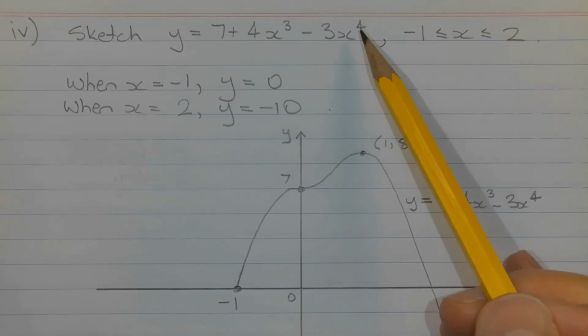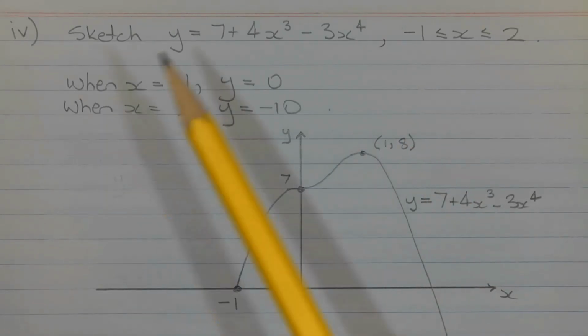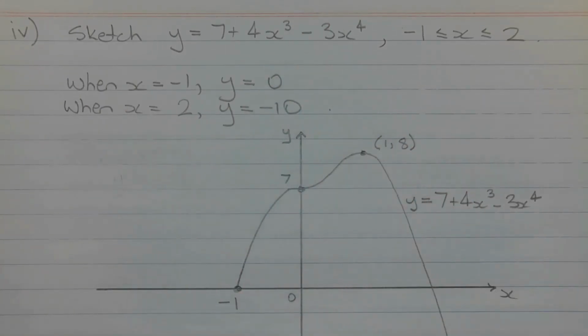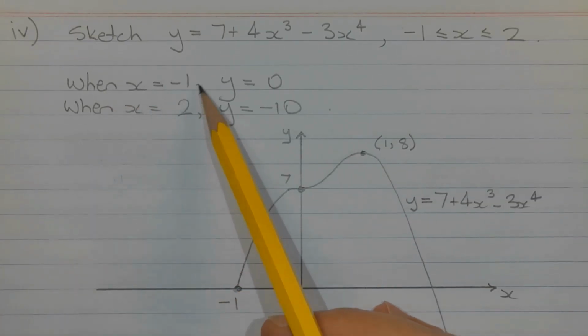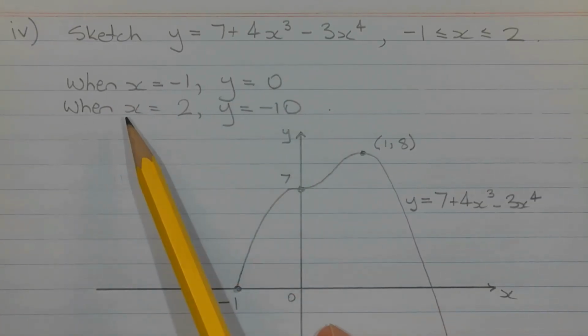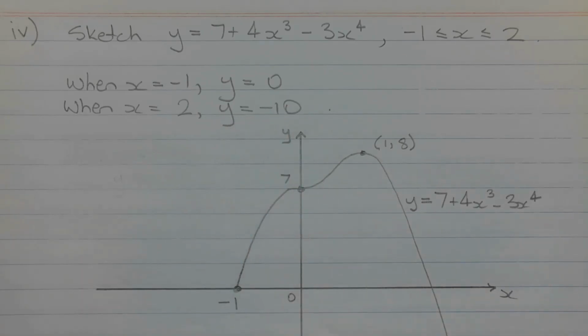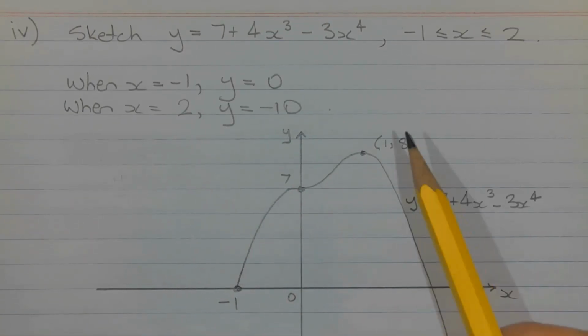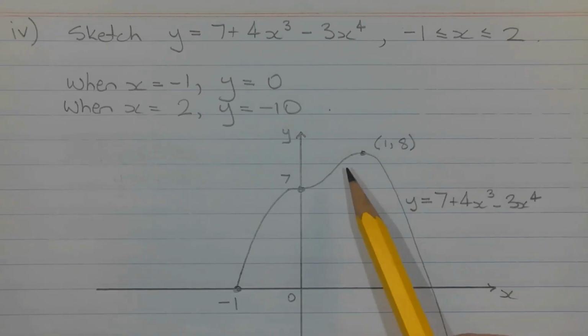Its degree is 4, so it's a quartic polynomial, and its leading coefficient is negative 3, so it'll be a concave down graph. Now when x is equal to negative 1, y is equal to 0, and when x is equal to 2, y is equal to negative 10, and they represent the endpoints of our graph. Now in previous parts we found the stationary points (0, 7) and (1, 8), and we determined their nature. The stationary point at (0, 7) is a horizontal point of inflection, and the stationary point at (1, 8) is a local maximum.